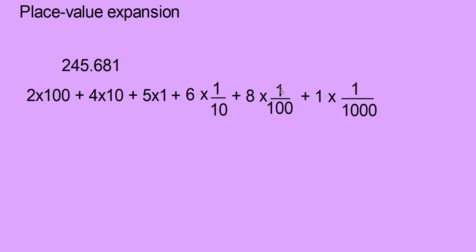You know the expanded form of a decimal number. Suppose 245.681. Here 2 is in hundreds place, 4 is in tens place and 5 is in ones place. So 245 we can write as 2 into 100 plus 4 into 10 plus 5 into 1. Here 6 is in the tenths place, so we can write it as 6 into 1 by 10. Similarly 8 is in the hundredths place and 1 is in the thousandths place, so we can write it as 8 into 1 by 100 plus 1 into 1 by 1000.